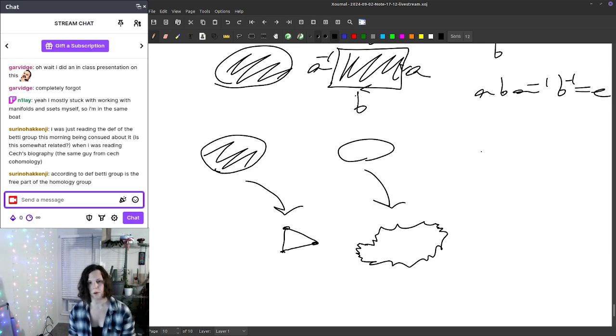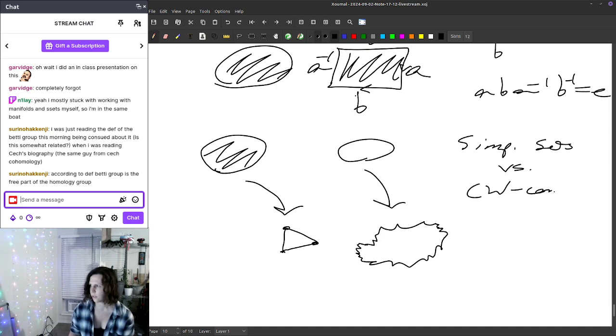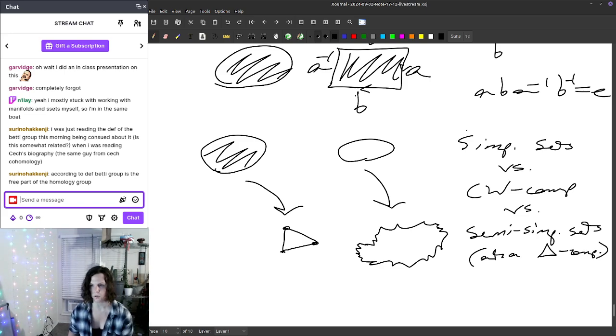And some of them, okay, I guess this is the comment that I was going to make, is that some ways, between simplicial sets versus CW complexes versus semi-simplicial sets, or delta complexes, they have various advantages or disadvantages when actually trying to do these calculations.